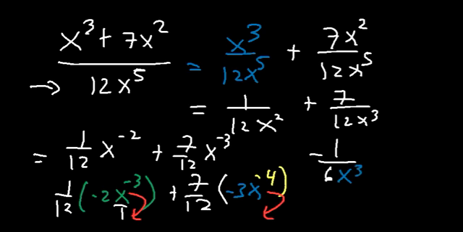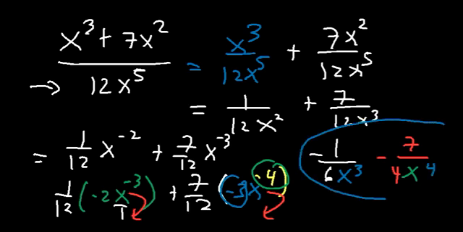Here we have 7 over 12 times negative 3. 12 divided by negative 3 is negative 4. So I divide it backwards, which means negative 4 is on the bottom. So what we have is negative 7 over 4, because 3 over 12 is like 1 over 4. And then x, the negative 4 is going to become positive 4 because we moved it to the bottom. So that's the answer for that example.